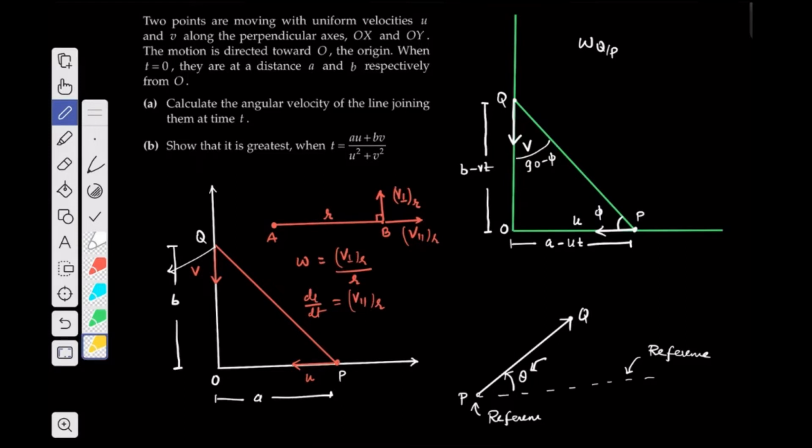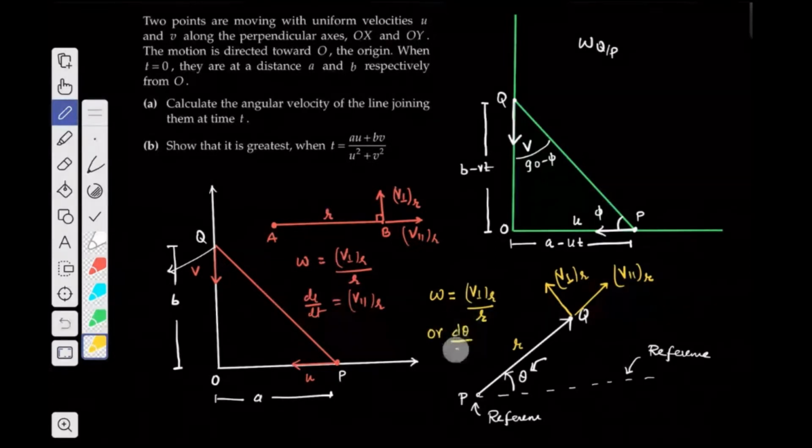Suppose I sit in the frame of P. I will end up seeing some velocity for Q in a direction perpendicular to the line joining them, and one velocity for Q with respect to P which will be parallel to the line joining them. Suppose at any point of time the separation is R. So one way to get omega is to determine V perpendicular relative and the R I have at that instant of time, or I can figure out d theta by dt, the rate at which the angle is changing.